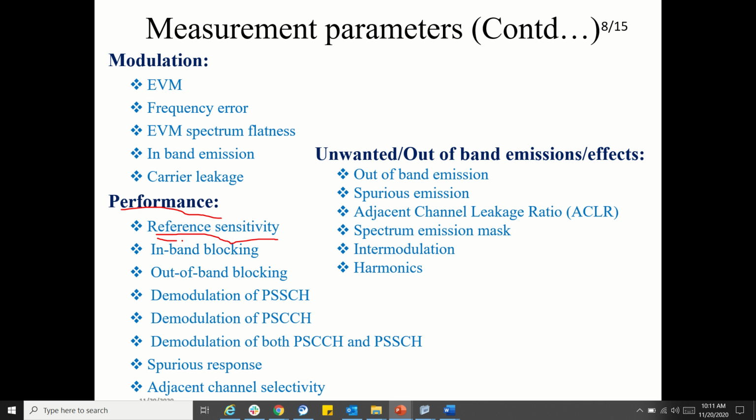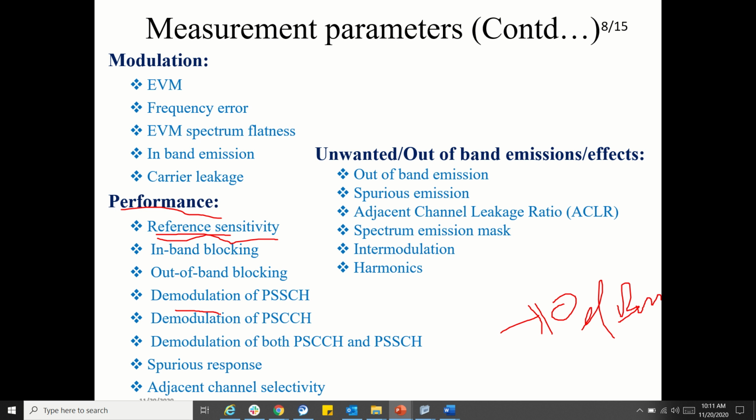Reference sensitivity means, for example, you are given the cell power, or the Node B output power. Node B is transmitting with a power of, for example, minus 110 dBm per subcarrier. If I am sending a signal at that power level, the UE must be able to decode it. If the UE is not sensitive to that power level, then the sensitivity is very poor, it cannot decode, and the throughput will drop drastically. That is what we measure here, reference sensitivity.